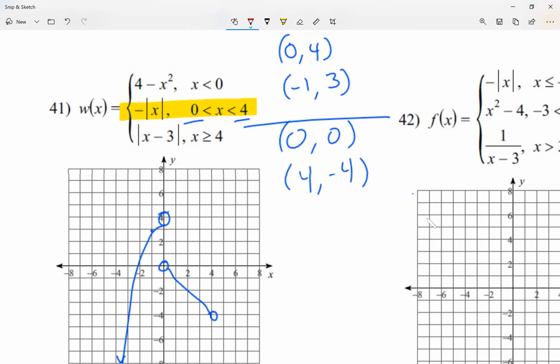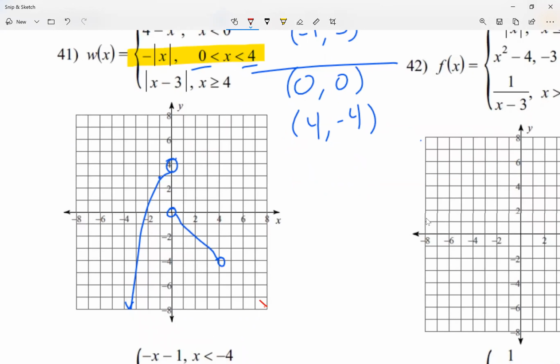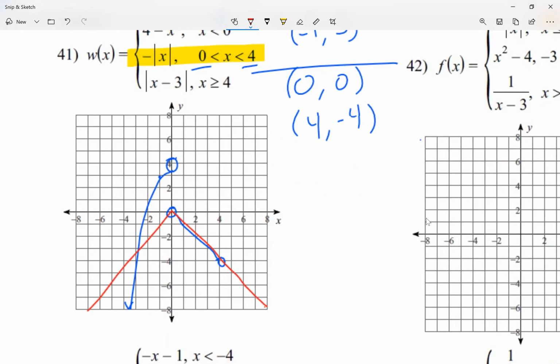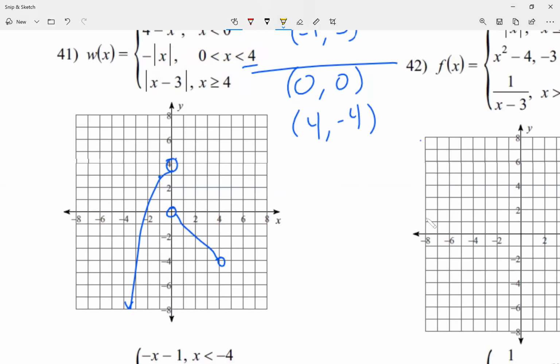In reality, let me take a look. This V shape looks like that. So it does look like a V shape, but I'm only looking at part of the V shape. So that's why I only have that. Okay, now let's take a look at the last part here.